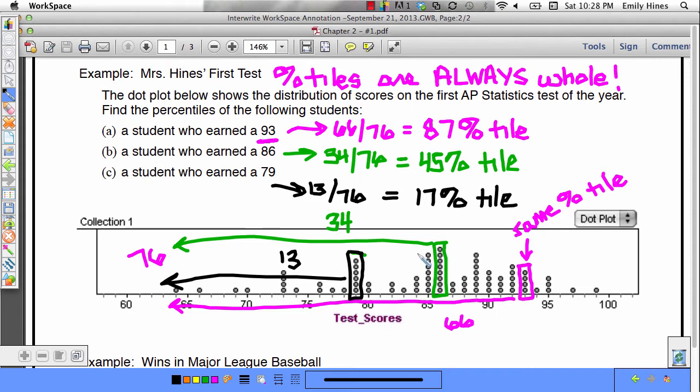One thing to note, you will not always see percentiles calculated this way. Sometimes you see percentiles where they include the people in that category as well. So if we were calculating it based on that definition where it's at or below a certain value, then this one where we're doing 79 instead of 13 would be 14, 15, 16, 17, 18, 19 out of 76.